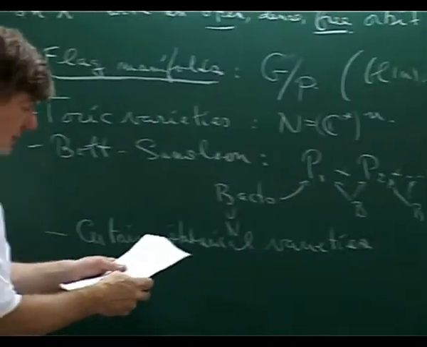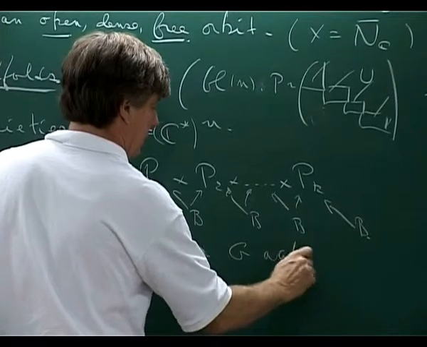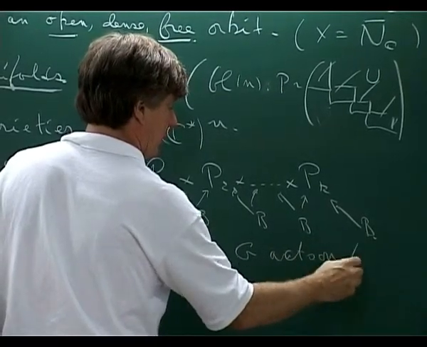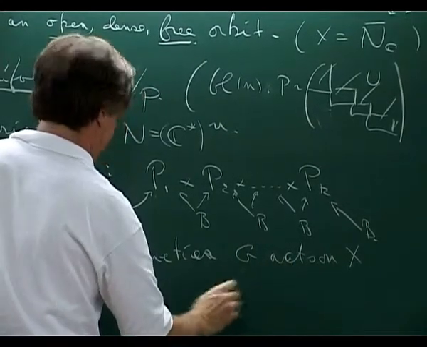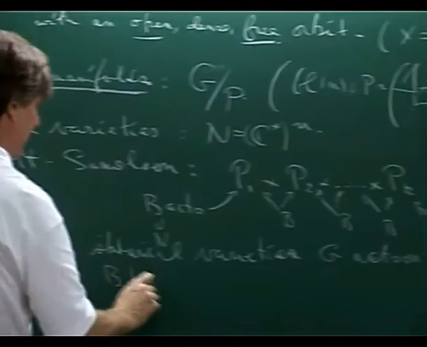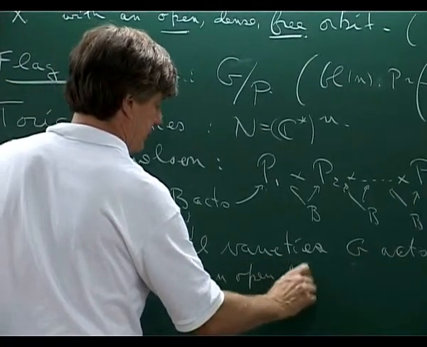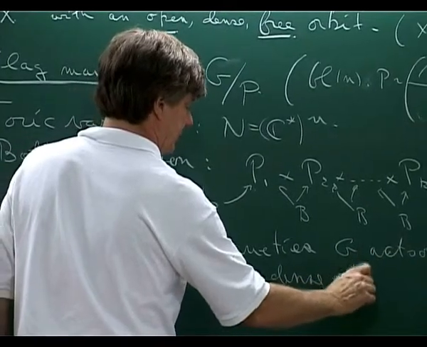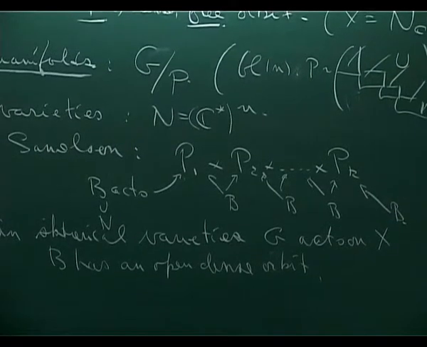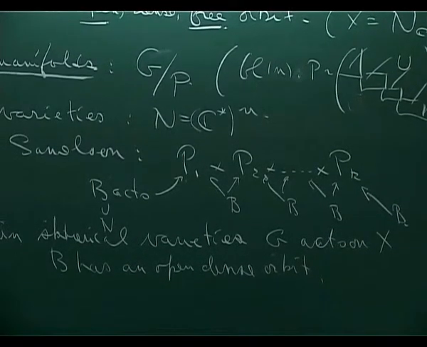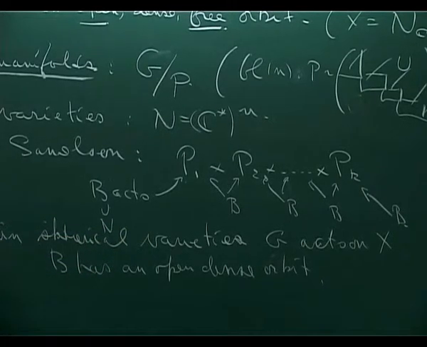So it gets a little bit technical, but G acts on X, again a reductive group. You want B to have an open dense orbit. Anyway, there's an open dense orbit. It's not necessarily free, but you can fiddle around under certain conditions and find a subgroup that actually acts freely.